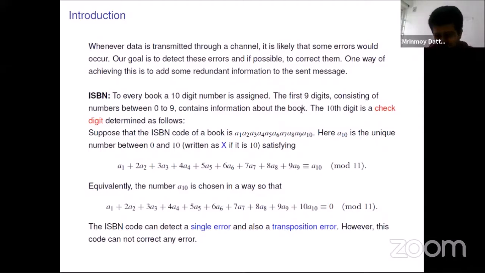So one way of achieving this is to add some redundant digits to our information or the message that we are transmitting, and hoping to get the original message back using that redundant information. So here is an example that we almost see on a day-to-day basis.